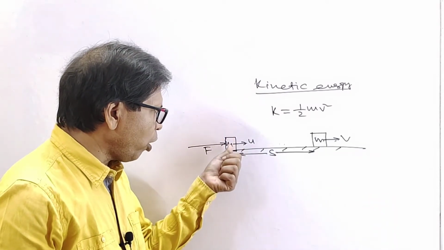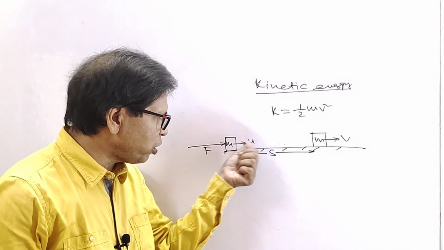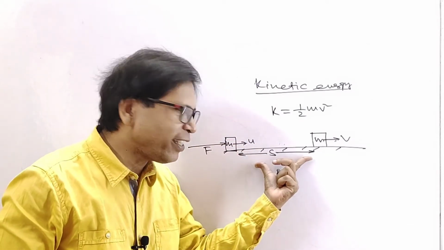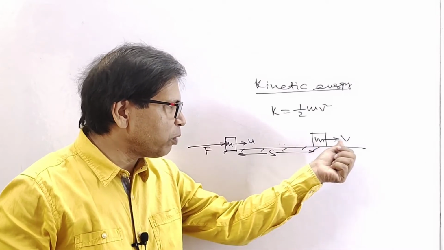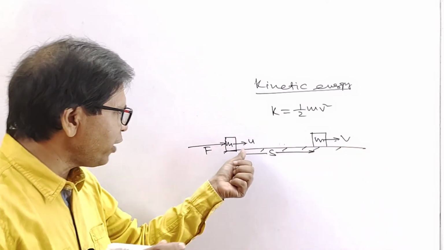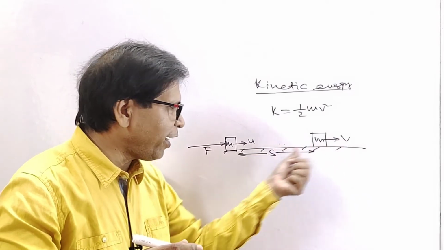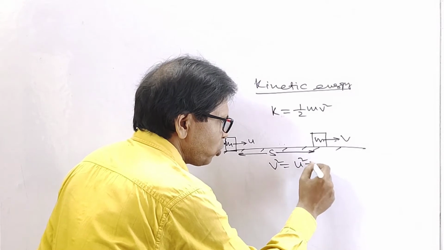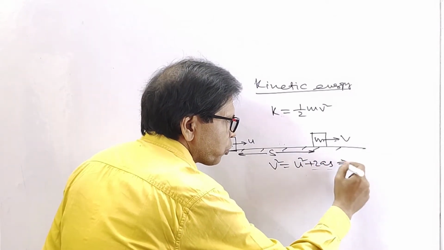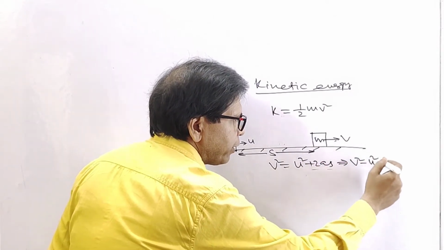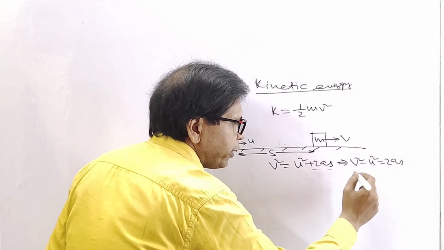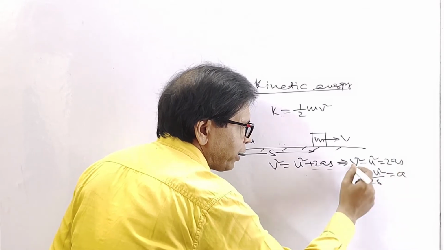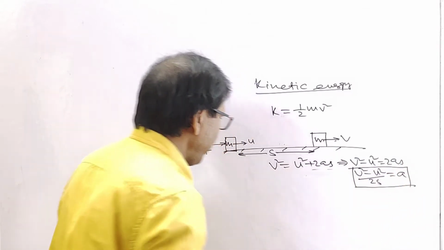Suppose this is a body of mass m, moves with velocity u. A force F acting on it produces displacement s, and the final velocity of the body be v. So what is the relation between u, v and s? This is v square equal to u square plus 2as. Here v square minus u square is 2as. So (v square minus u square) divided by 2s is the acceleration of the body. Now work done by the force.